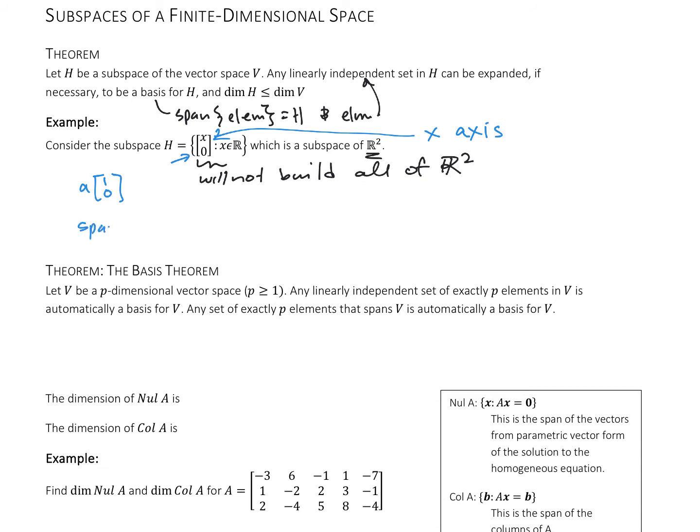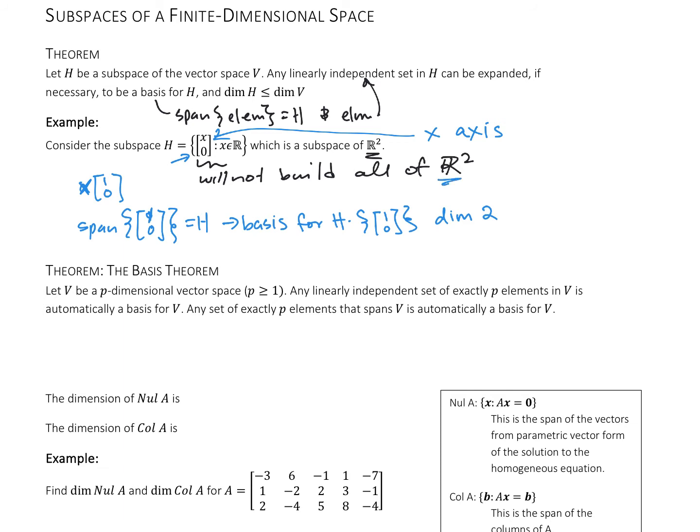So the span of (1, 0) is equal to H, right? Hopefully you agree with that. Oh, here, we'll pull the X out. That's better. So the span of that is equal to H, and that means (1, 0) is a basis. It's automatically linearly independent with itself, right? There's nothing else to be dependent with. So the basis for H is the set {(1, 0)}, which has a dimension of 1.